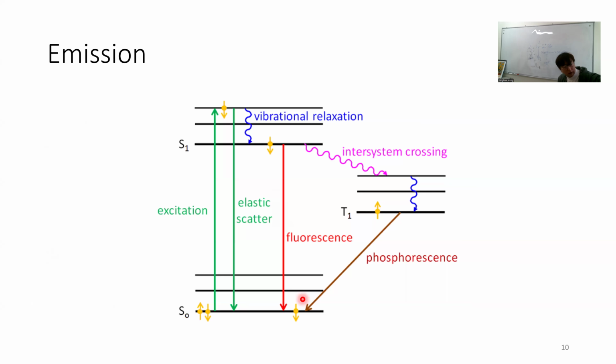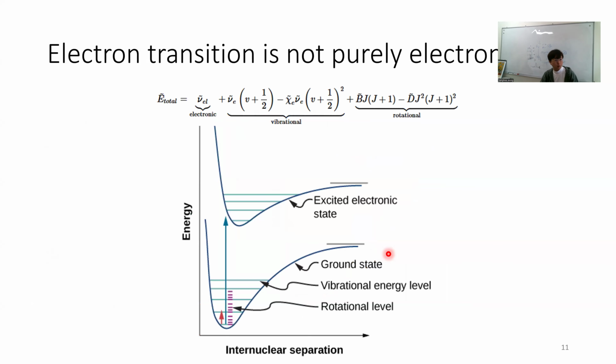So usually after intersystem crossing, when these electrons want to go to the ground state, it takes more time. So fluorescence is the faster process, and phosphorescence is the slower process. This kind of phosphorescence, or long-lasting emission, can be used for some applications, but it is not very related to the carbon nanotube case.